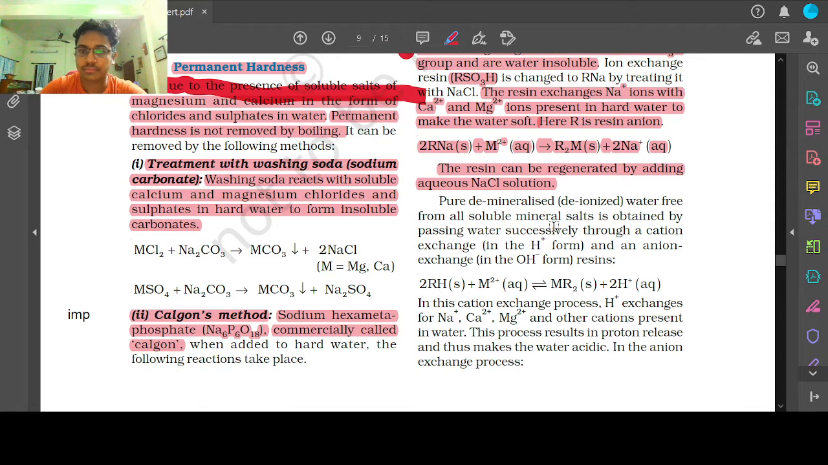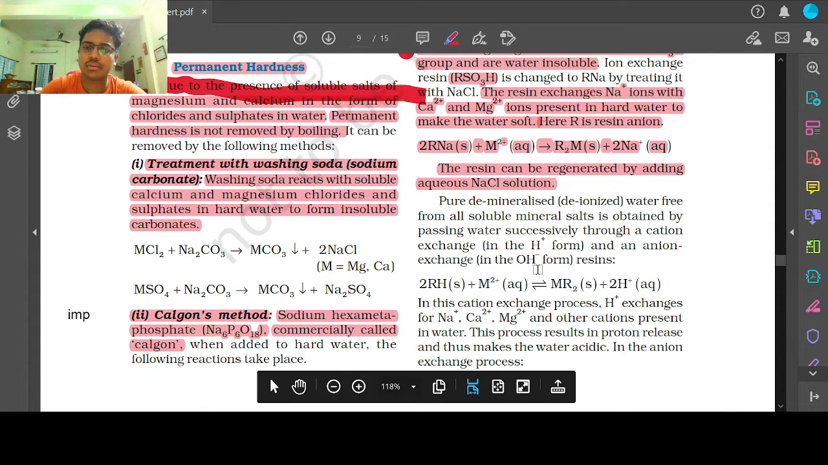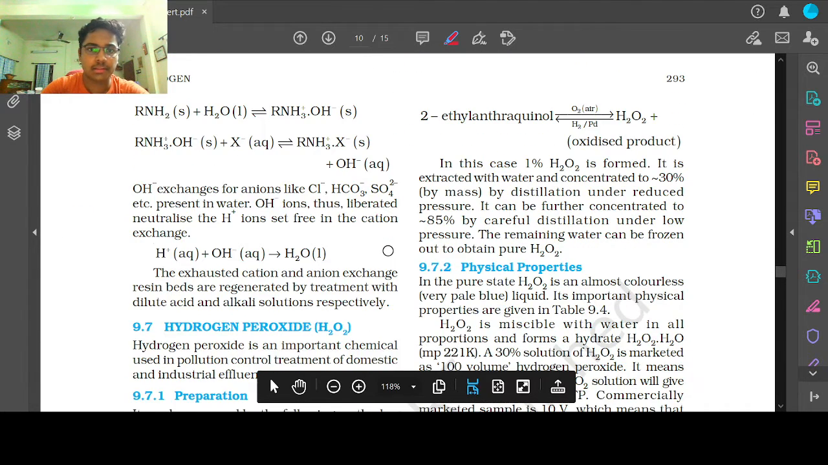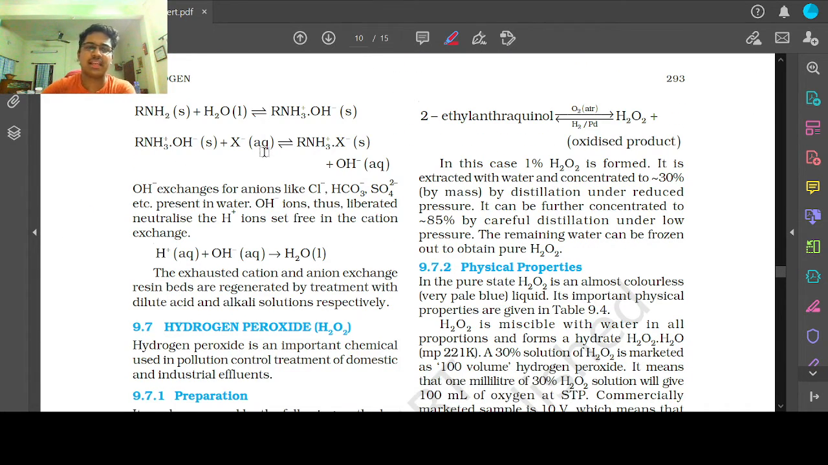Okay, this is not so important. Just go through this. These reactions are not at all important.